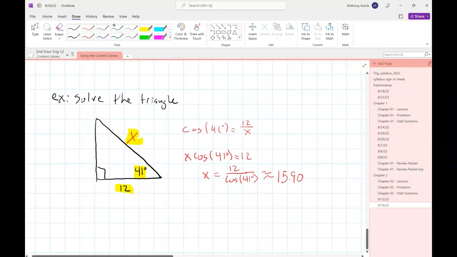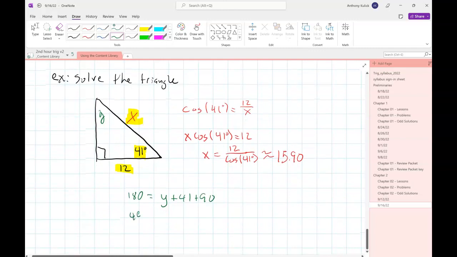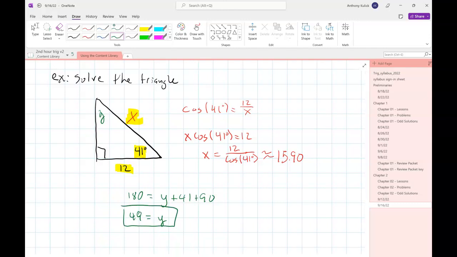Okay, how do we do that? I'll call that y for the record. Okay, so I know 180 degrees is equal to y plus 41 plus 90. So what do we get there? 49 is y. Okay, so we got one piece left. I guess we'll call that part z.